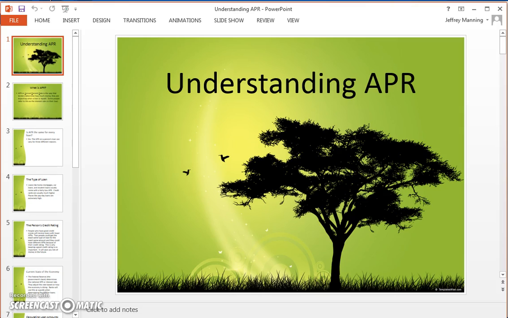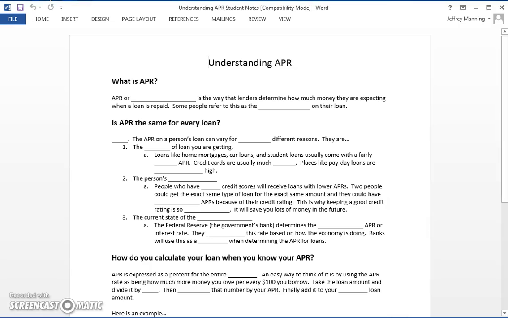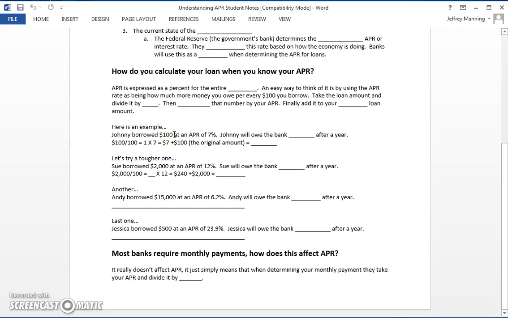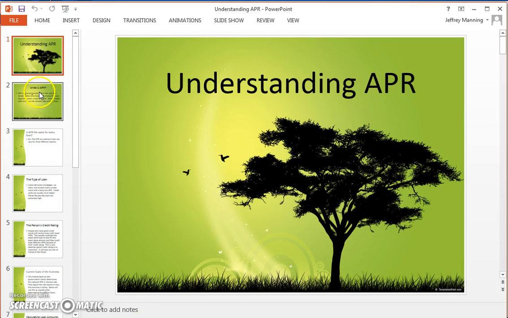So, all right. Here are the things I'd like for you to have open on your screen if you don't already. I've got a copy of the PowerPoint here, and you have a copy of that as well if you would like one. And probably more importantly, I also have this one page of fill-in-the-blank notes. We're going to talk about what is APR. We're going to talk about different types of APR depending on the type of loan you get. And then down here at the bottom, we're going to do several examples about how to calculate your loan when you know your APR. Okay, so let's go ahead and get started, shall we?